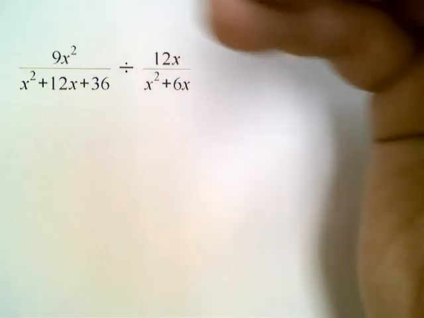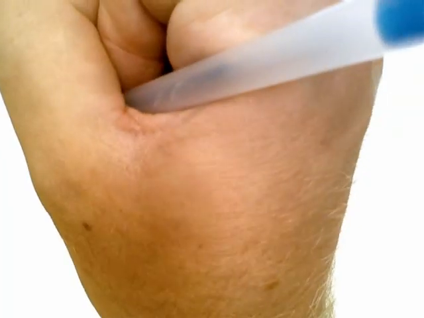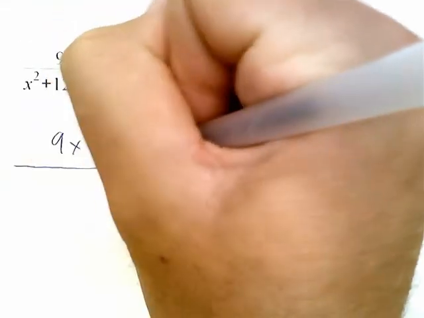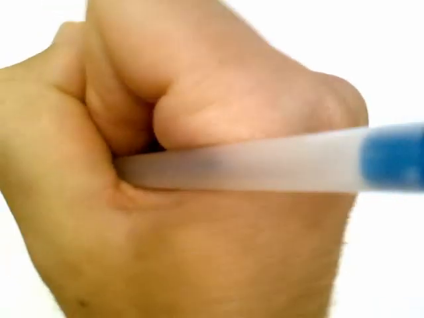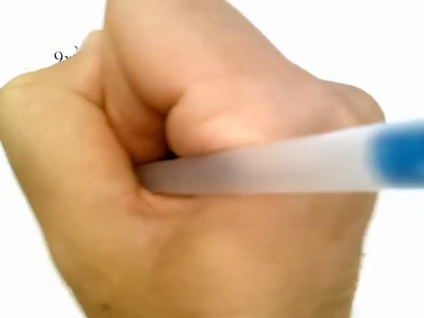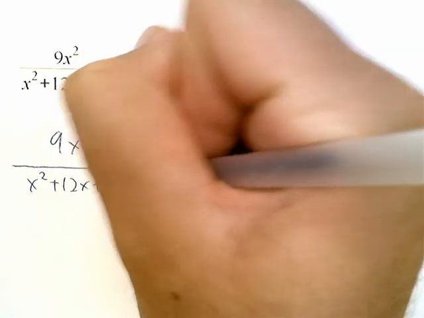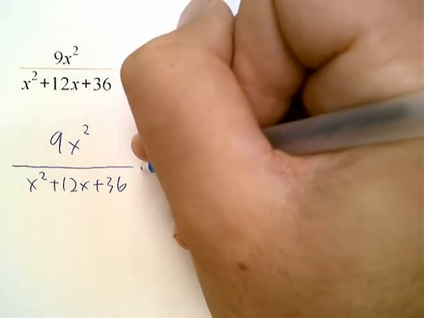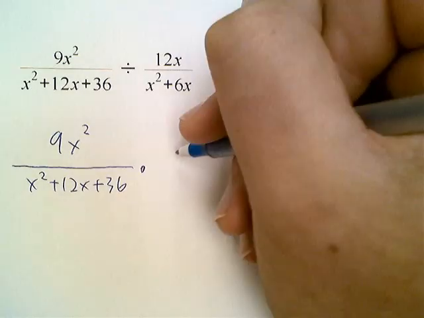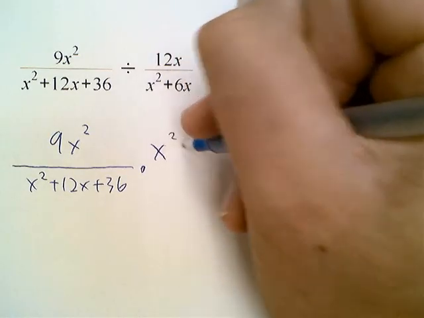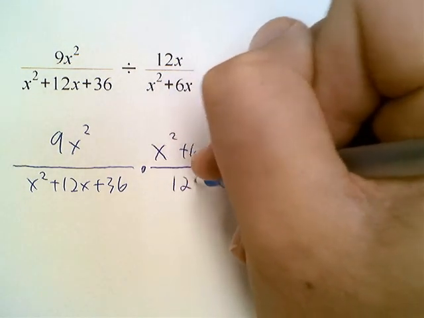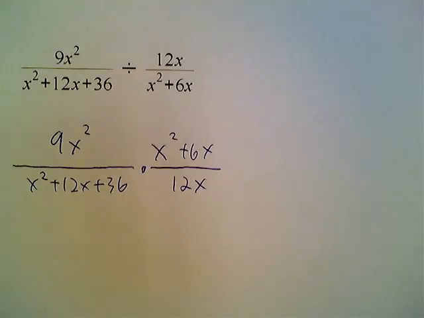So here's what I'm going to do. I'm going to rewrite this so the first fraction stays exactly the same, 9x squared over (x squared plus 12x plus 36). But the second fraction I'm going to change to a multiplication, and I'm going to flip it. So it's going to be (x squared plus 6x) on the top, 12x on the bottom. And now I'm going to see what I can factor.